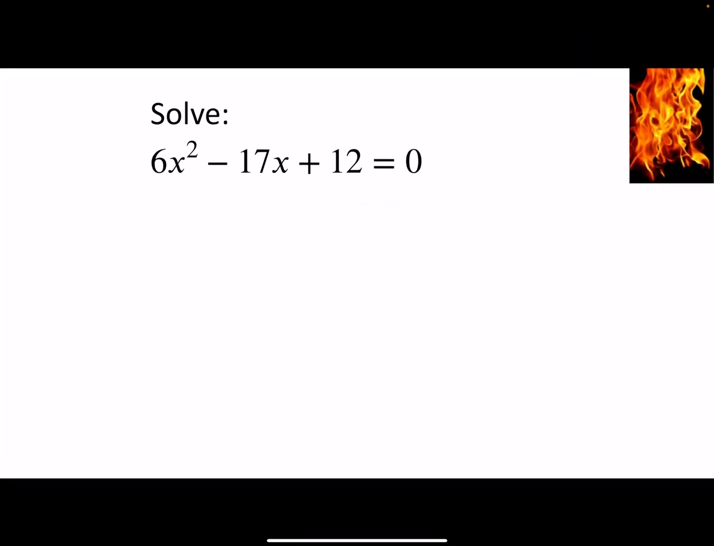All right, guys, let's go ahead and get started. So we're going to start by solving 6x squared minus 17x plus 12 equals 0. So we're going to start off with some factoring polynomials, getting used to this stuff because, again, we're going to keep seeing it over and over again, and it's not going to be going away.